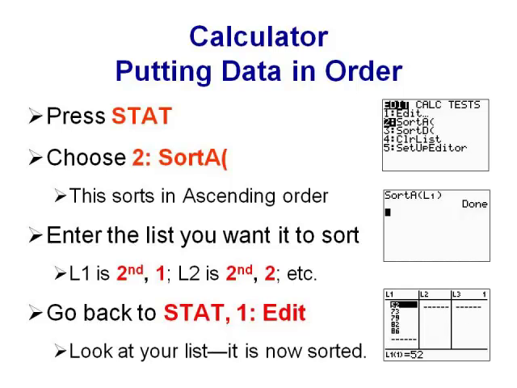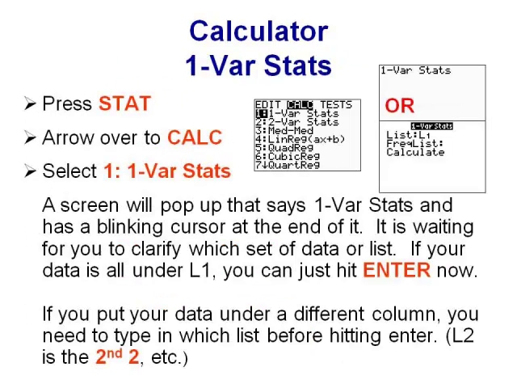And then if you go back into Stat and Edit and look at your list again, it will be sorted. Now the one variable statistics screen is one of the most important. We're going to use this one a lot. Now that your data is in there, you do not have to sort it before you use this screen. Go ahead and press the Stat button.